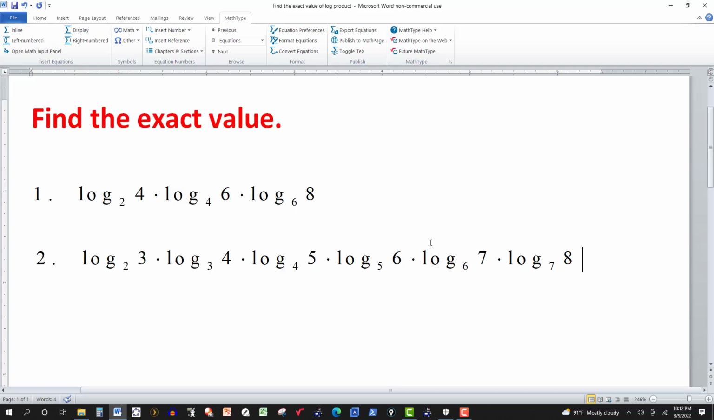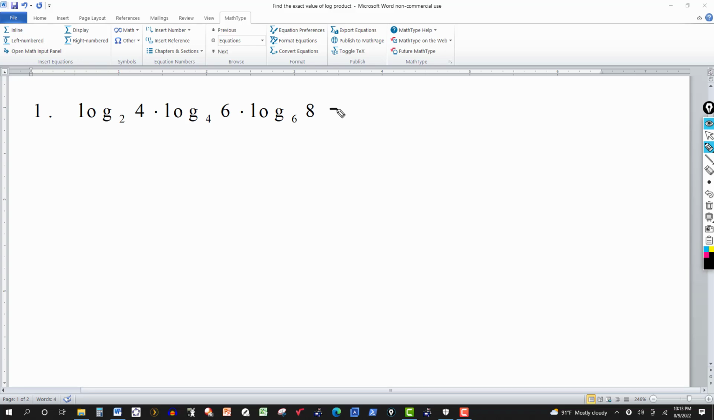So let's go to these. We want to know what this is equal to, the exact value. Obviously we don't want to use a calculator. Here we have the log of 4 to base 2. That one has an exact value already, but let's just leave it like that for now and set it up this way. Log of 4 to base 2, and then we change the base on the other one.